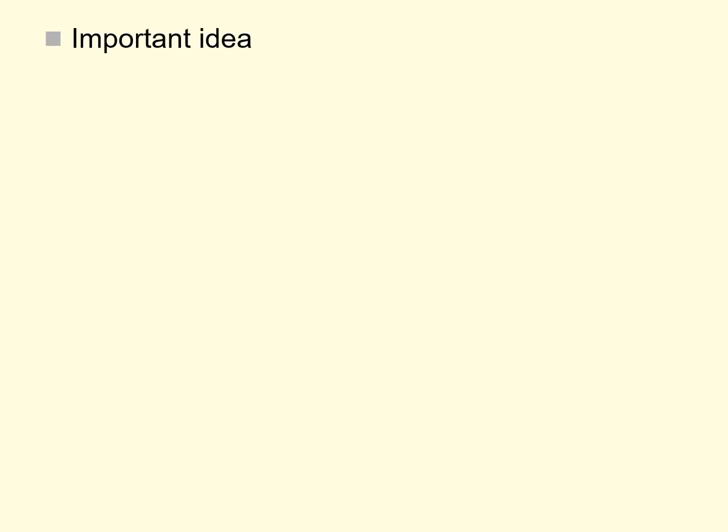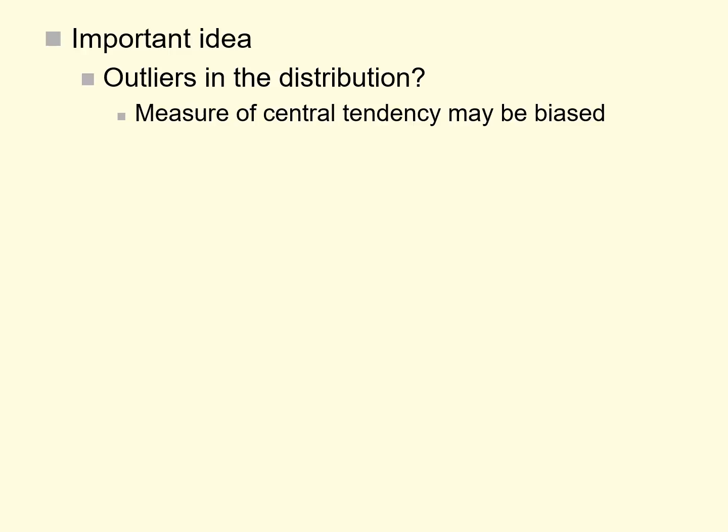I guess in that last little note, I hinted at an important thing that we're looking for when we are exploring data in our sample: we're looking for outliers. Are there outliers in the distribution? We know that measures of central tendency, especially the mean, are highly influenced by the presence of outliers.